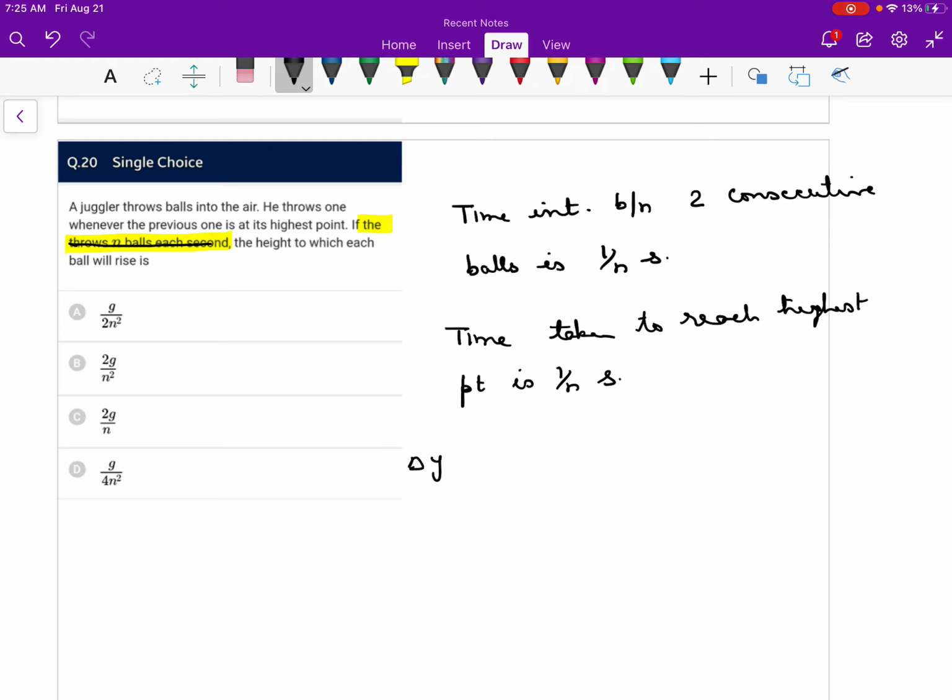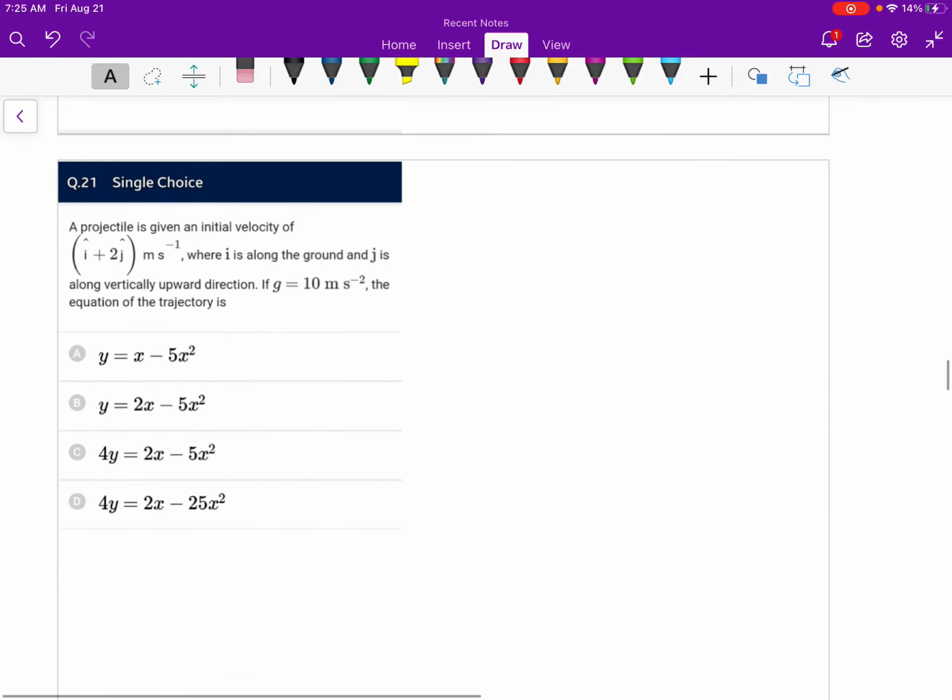Okay, so delta y is Vt minus half At square. So H is 0 minus half minus G into 1 by n square. So that is G upon 2n square. So G upon 2n square is the correct option.